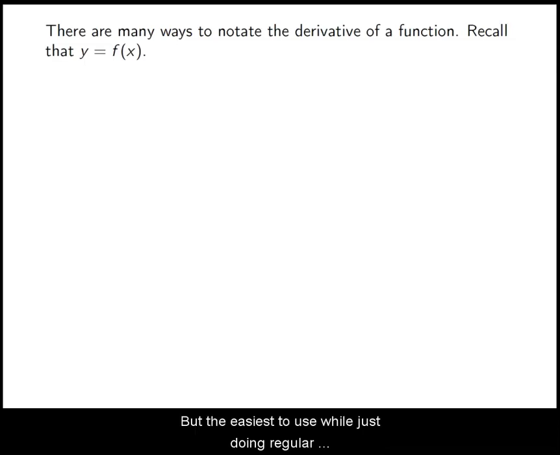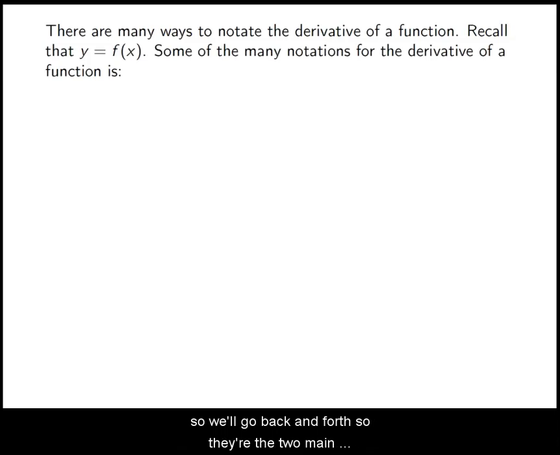But the easiest to use while we're just doing regular calculations is the prime notation. So that's the one we're going to use most often. We'll use Leibniz when we're trying to formulate ideas and talk about things. That's when we'll use the Leibniz notation, and then I'll refer back to how to use it in the prime notation. So we'll go back and forth. Those are the two main notations that we use.